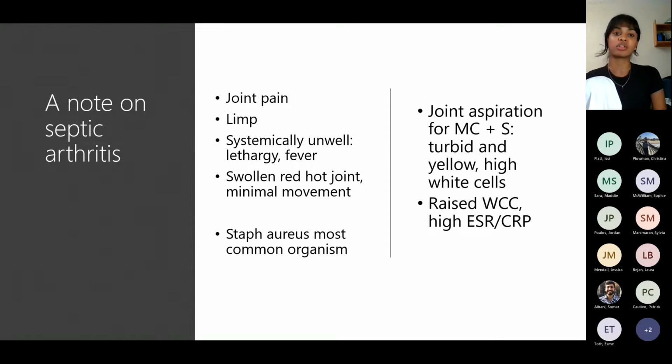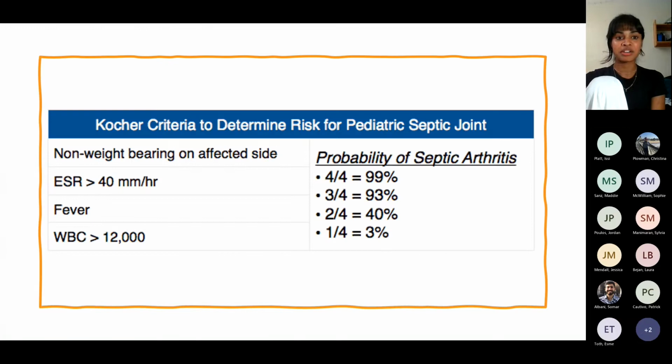So does anyone know what criteria we can use to help predict the probability that a child has septic arthritis, or anyone has septic arthritis? It's a criteria. I actually hadn't heard of it until 5th year, but I think they use it on everyone. Yes, you can. Go on, Tina, you can give it away. Kocher's, exactly. So Kocher's criteria, this is it basically, and it's 4 things.